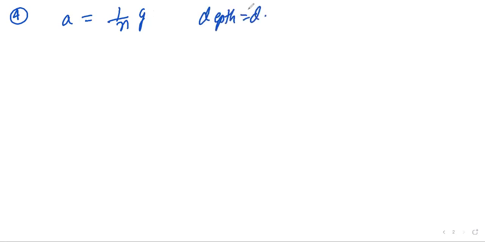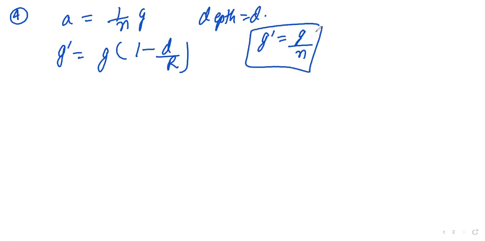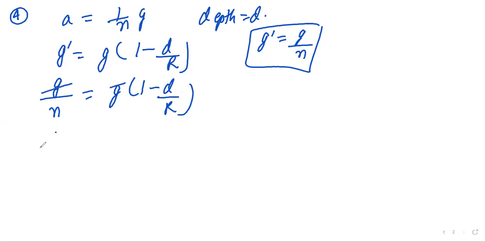So let's see. So with depth, the change in acceleration is given as g dash is defined as g into (1 minus d upon R). Right. So g dash is given as g upon n times. So put here instead of g dash, so it is g by n is equal to g into (1 minus d upon R). So this g and g will get cancelled. So it is remaining 1 upon n is equal to 1 minus d upon R, right? So you have to find the d value, right?